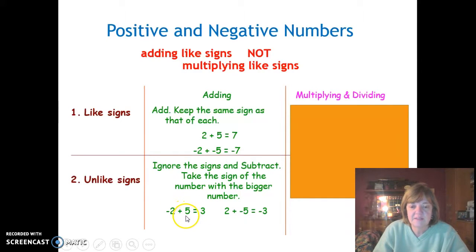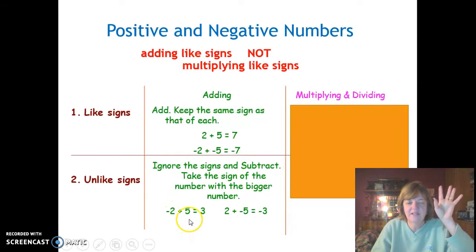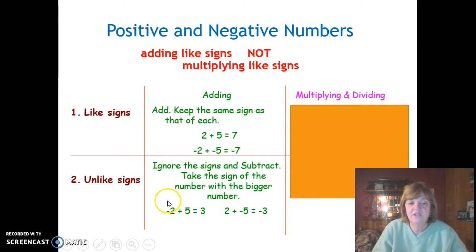Anyway, you're going to ignore the signs at first and just do a subtraction in your head. Switch it around: take the 5, subtract the 2. Then look at your two numbers. Which one, if we don't pay attention to signs, is the bigger number? Well, the 5. What is the sign in front of the 5? Plus 5 is the same thing as positive 5, so the answer has to be positive. We don't need a plus there because you don't normally put pluses in front of positive numbers.